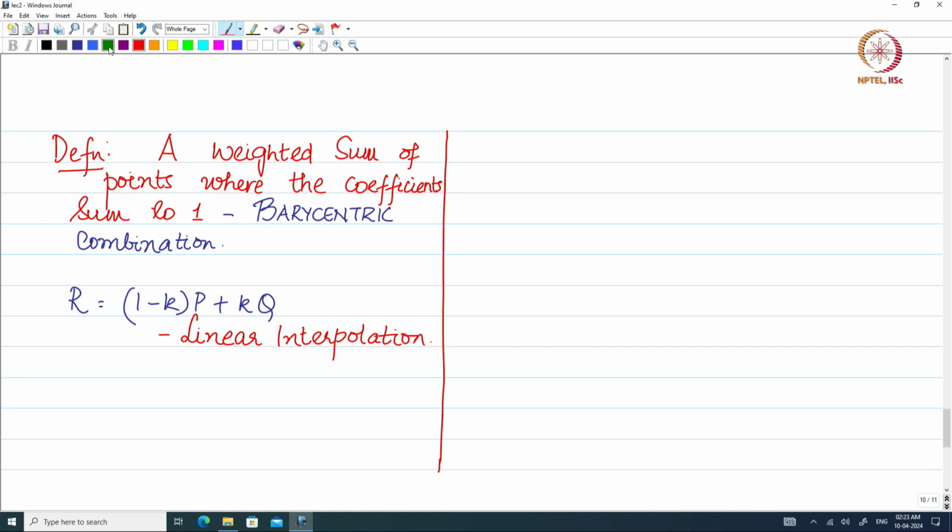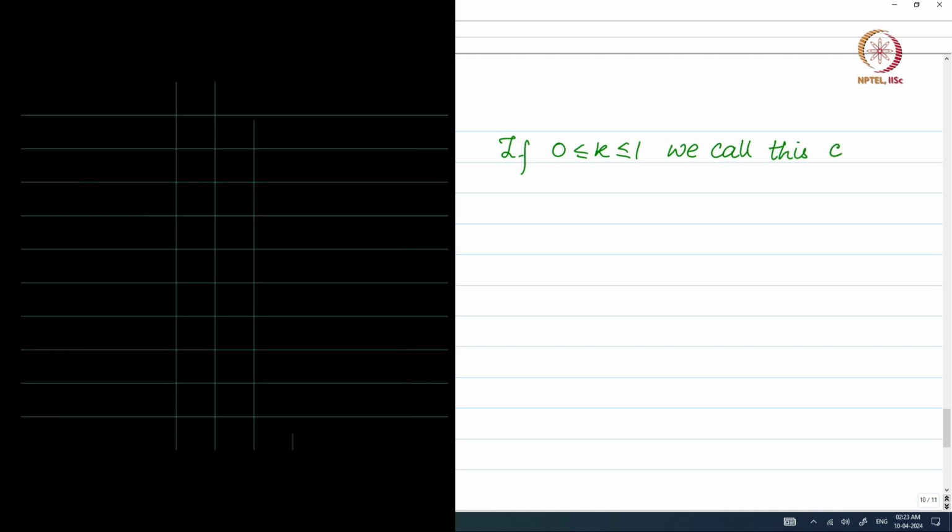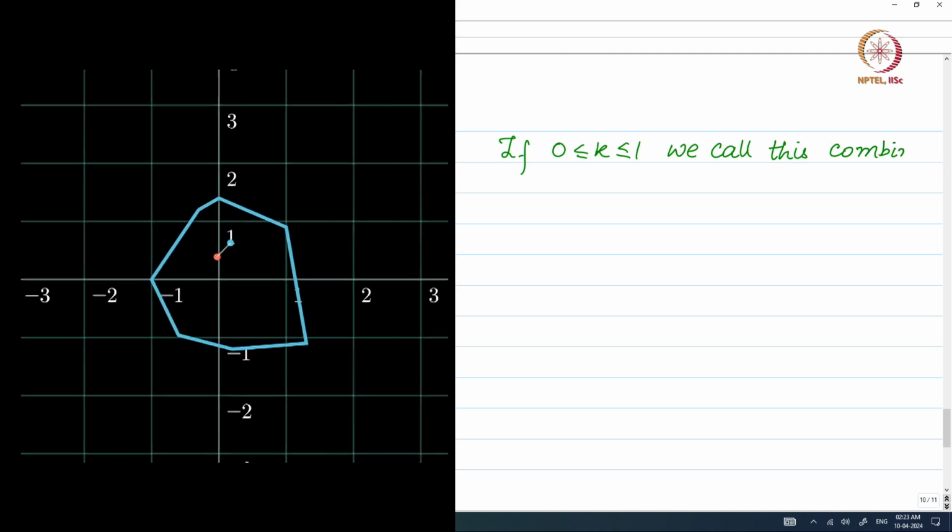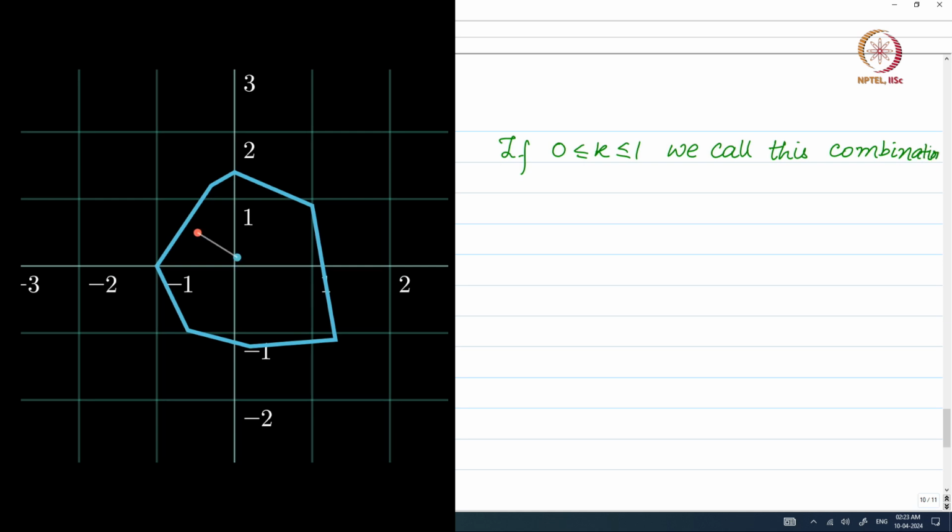So let us make another definition here. We are going to say that if 0 is less than or equal to k less than or equal to 1, there is a name for this. We call this combination a convex combination. This is something which most of us study when we do optimization and convex optimization and stuff, where we have a form like this. We call this combination the convex combination.